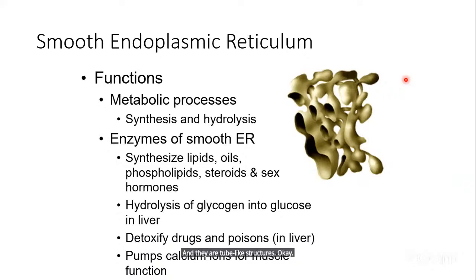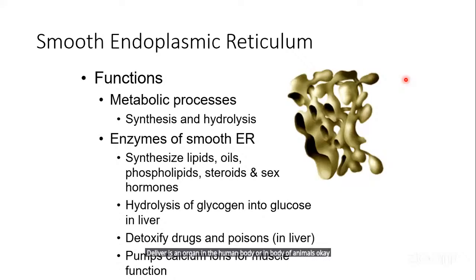Enzymes of the smooth endoplasmic reticulum will synthesize lipids, oils, phospholipids, steroids, and sex hormones. That's steroidal hormones, yeah. And then they partake in the hydrolysis of glycogen to glucose in the liver. The liver is an organ in the human body or in the body of animals, okay?